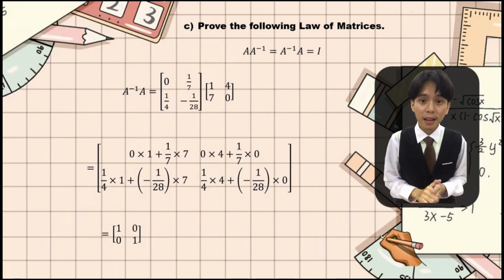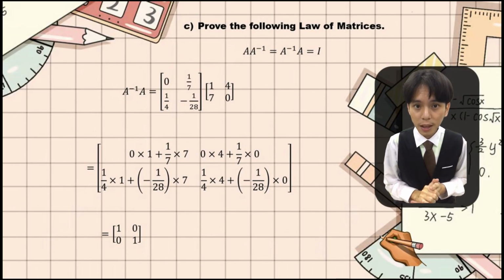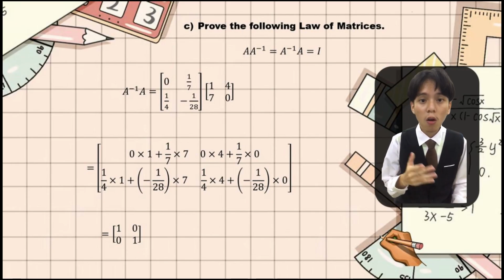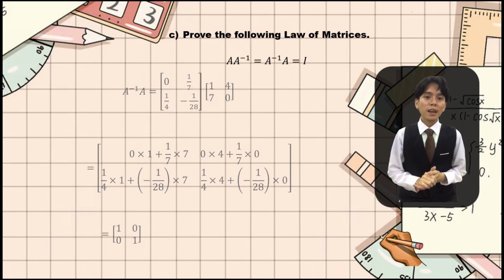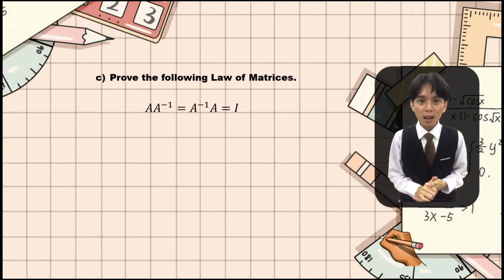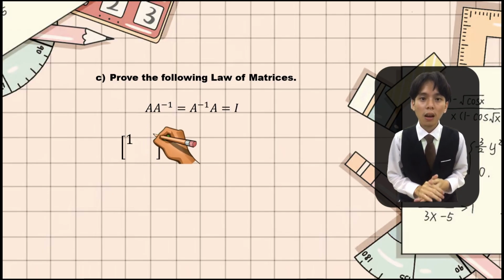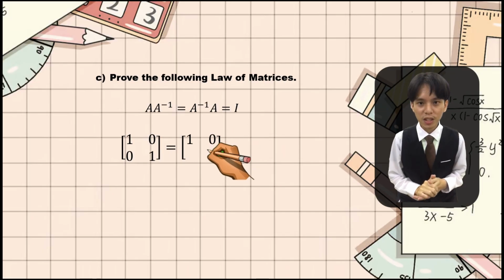In the third slide, it still uses the same method, just change the position of A and A inverse. It will get the same result as the previous slide. Based on the evidence presented, it could be concluded that the law of matrices that has been given in the question is proven to be factually correct.